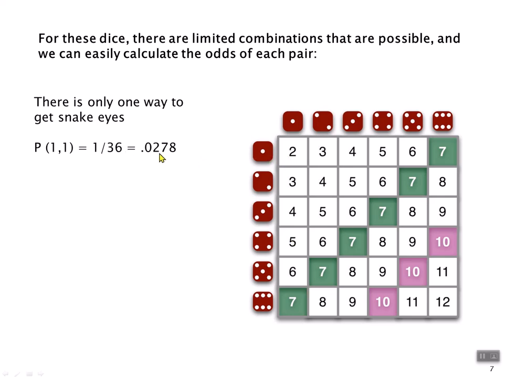So the probability of this happening, rolling snake eyes, is determined by taking the number of times the event can happen divided by the number of possible events, and that gives you 0.0278. If you want to express it as a percentage instead of a proportion, this right here is a proportion. To turn it into a percentage, just move the decimal point over once and twice, and as a percentage it would be 2.78%. So you only have a 2.78% chance of rolling snake eyes or boxcars, which would be 2 6s.